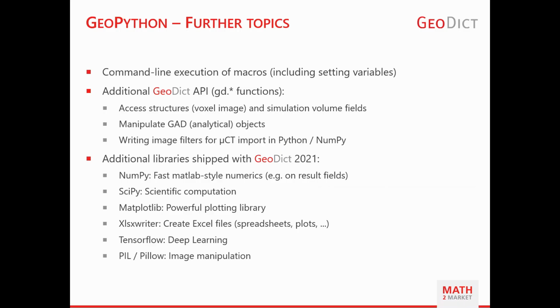At this point, let me just briefly touch on some further topics that are outside the scope of this workshop, but might be interesting to you. So first of all, we usually have a geodict-centric approach when writing these GeoPython macros, which means that we have geodict running, basically controlling the whole thing. But if it fits better to your workflow, it's also possible to run geodict on the command line, give it a macro, and set some values for the variables. So you could have a Python macro with several variables.